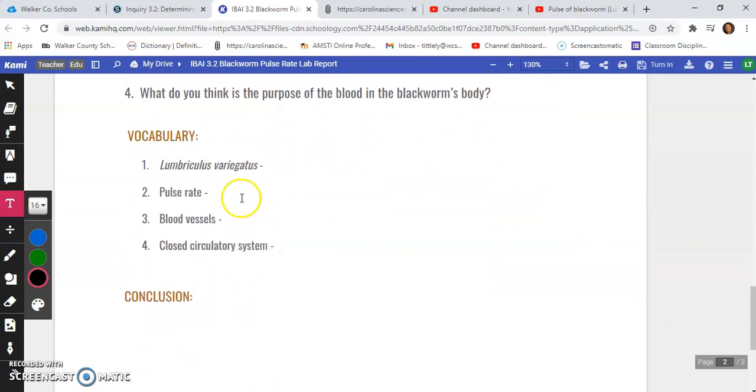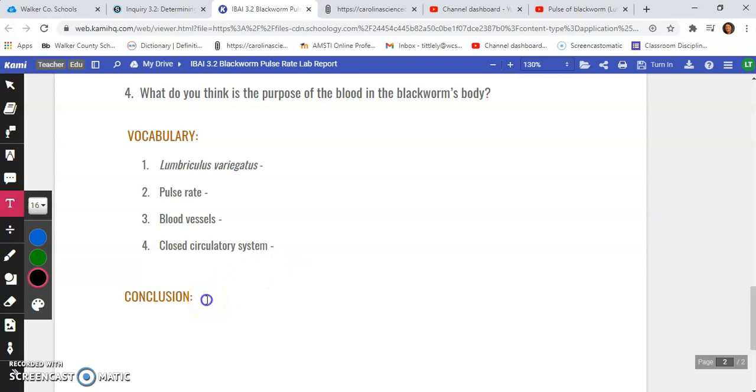Okay, for your vocabulary, again, you see Lumbriculus variegatus. If you'll remember, that's the scientific name of the black worm. And then you have a couple of other vocabulary words that relate to this lab: pulse rate, blood vessels, and a closed circulatory system. So make sure you define each one of those.